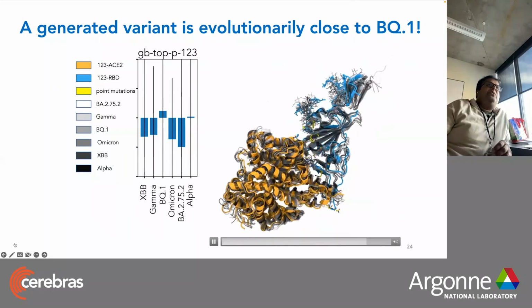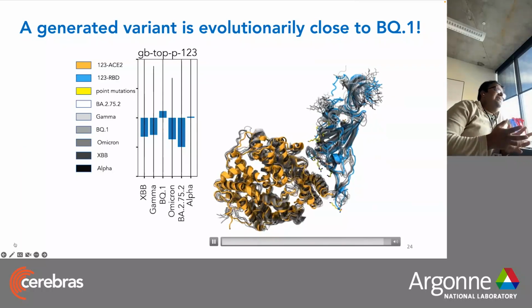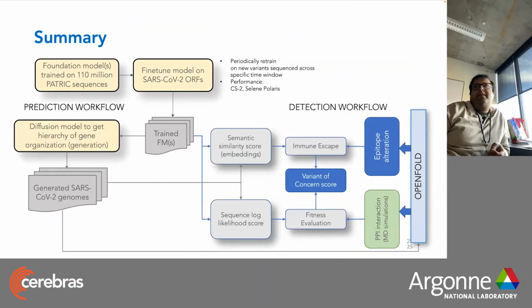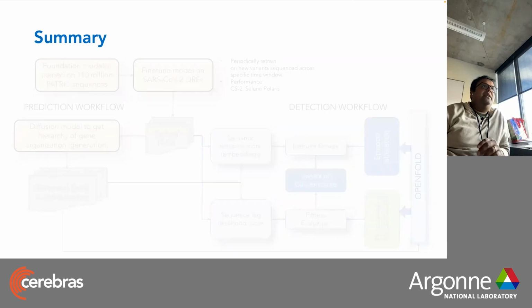So we were happy to see that the variants are not nonsense, but they're actually meaningful and they can be modeled and they can be used to basically quantify whether we need to pay attention to those sequences or not. So that basically summarizes the entire story for how we have been developing our workflow, including these biophysical aspects of simulating the binding, score calculations and epitope alterations and so on.